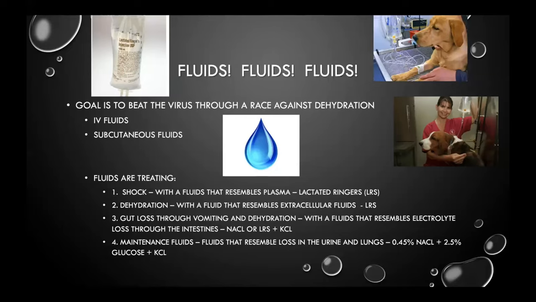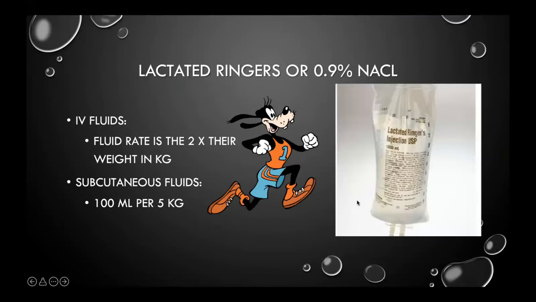If they're super dehydrated, same thing, you're using something that resembles extracellular fluids like sodium chloride or lactated Ringer's. Sodium chloride works just as well. For the gut loss through the vomiting and dehydration, sodium chloride, or you can use LRS plus KCl, although I don't know about you guys, but in the US, potassium chloride's been on back order for like the last 6 months. And then you want to keep them on maintenance fluids just to prevent the continued loss through the air and the urine. A lot of times I just put these dogs on LRS or sodium chloride and just kind of go with it.